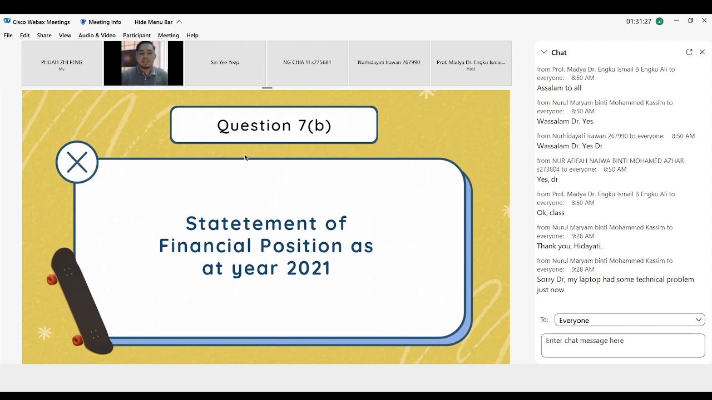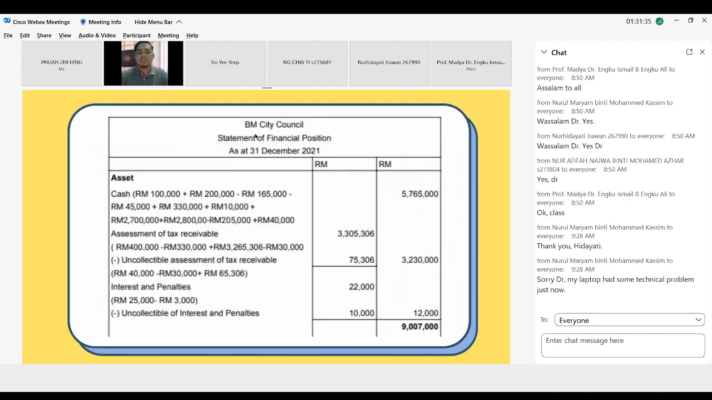So for the statement of financial position as at the year 2021, for the asset, we have cash, assessment of tax receivable, and interest penalties. For the cash, we take the amount 100,000 in the trial balance, and we will add 200,000 and minus 165,000 and minus 45,000 and plus 330,000 and plus 10,000 plus 2,700,000 and plus 2,800,000 minus 205,000 and plus 40,000. So we will get 5,765,000.